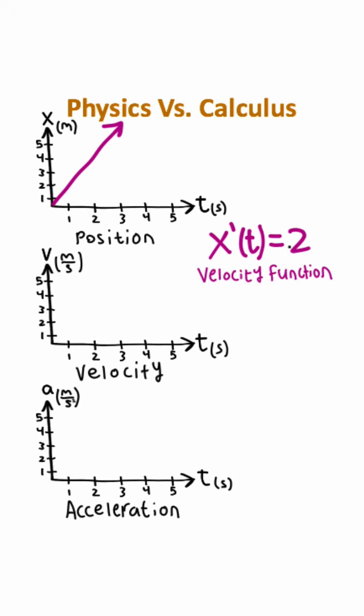And this is going to be the velocity function, since the time derivative of position is velocity. Now notice here, if I plot this function on our velocity graph, it's just going to be a constant value. Since we got a constant value of 2 right here, it's going to constantly be 2 on our velocity graph.